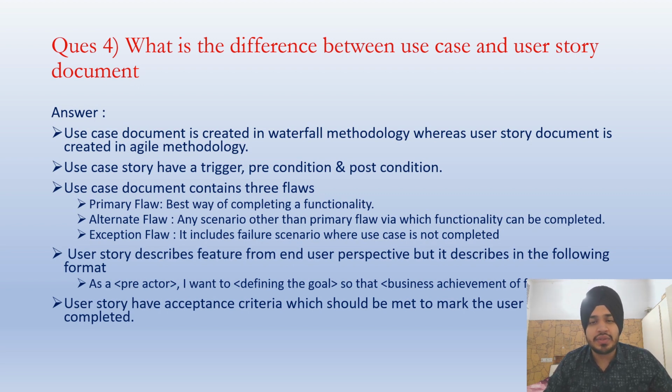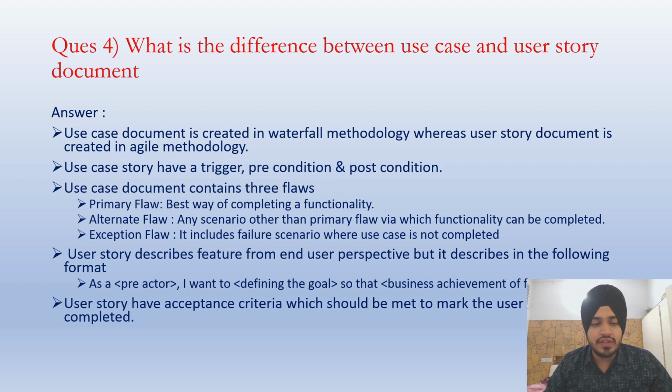So the answer to this question could be: use case document is created in waterfall methodology, whereas user story document is created in agile methodology. So the first difference that we can tell is based on the methodology in which the documents are created. Use case story has a trigger, precondition, and postcondition. Use case document contains three flows.